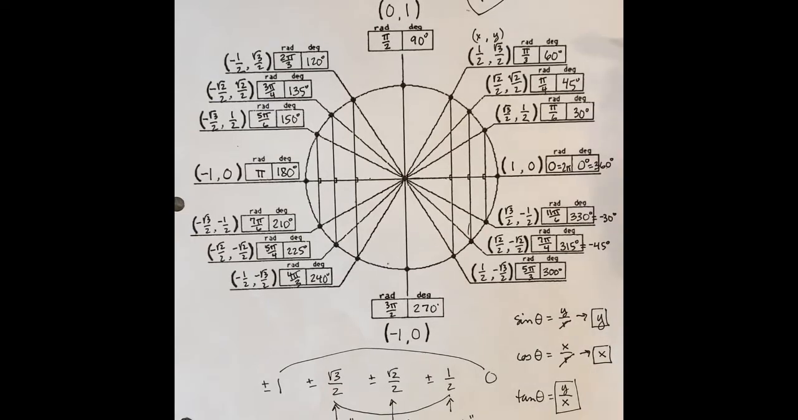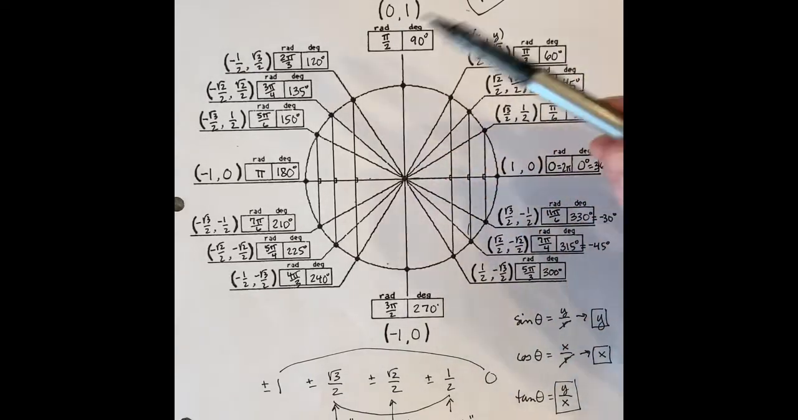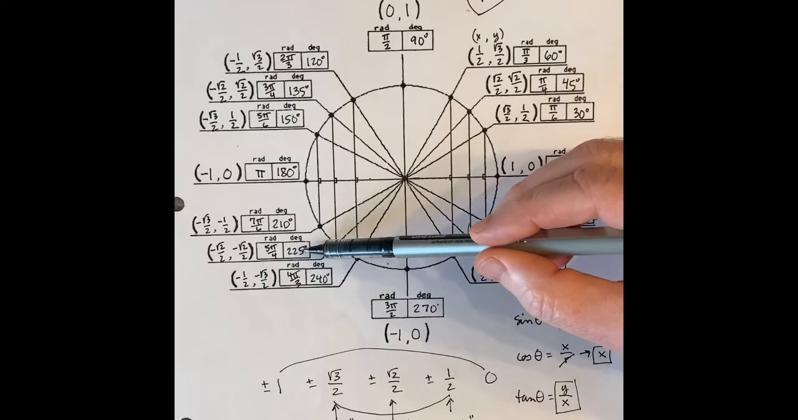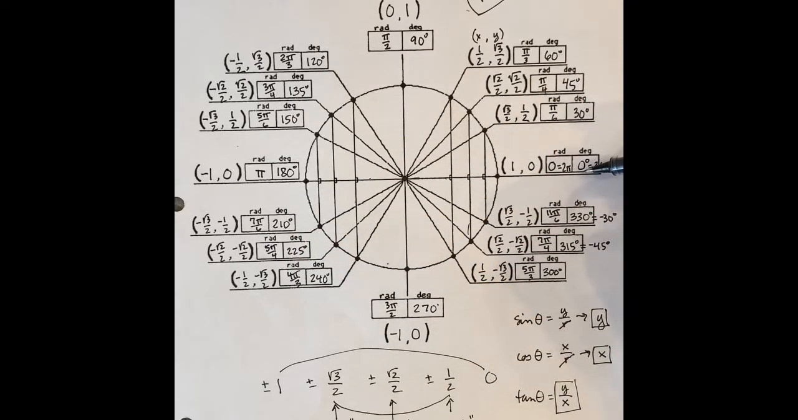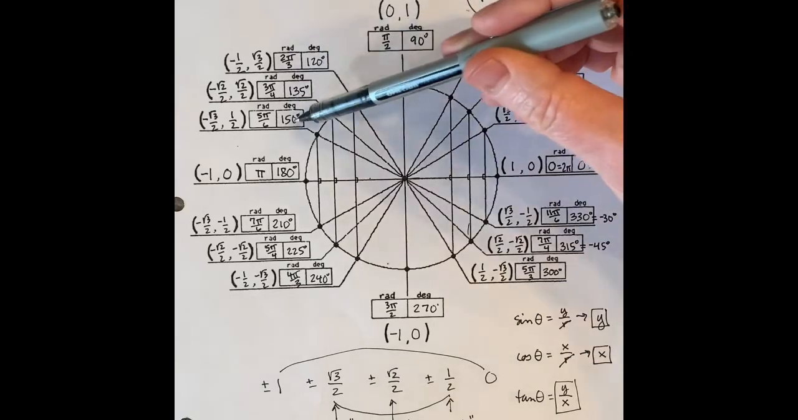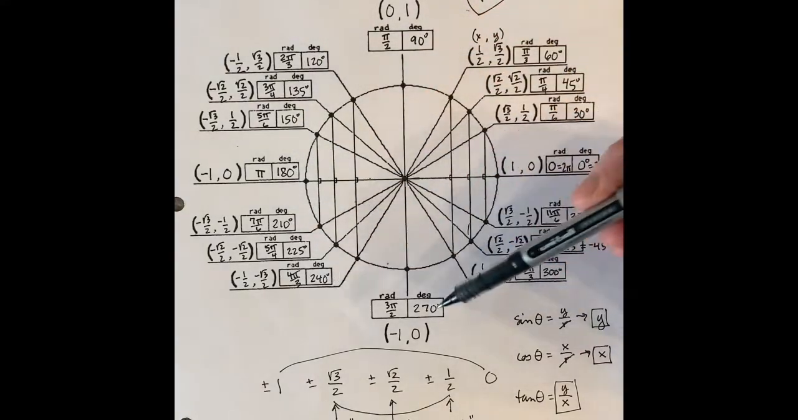Well, hopefully you're pretty good with the angles. Remember that you're starting at 0 here, and if you skip the middle ones, the ones that are like 45 and 135 and 225, the ones that end in a 5, you're just counting by 30s. So 30, 60, 90, 120, 150, 180, 210, 240, 270, 300, 330, 360.